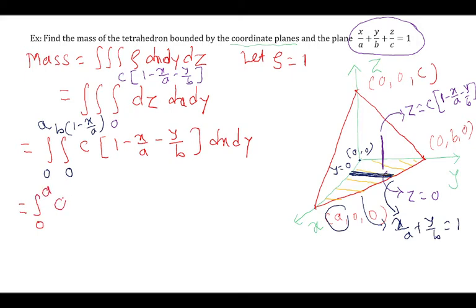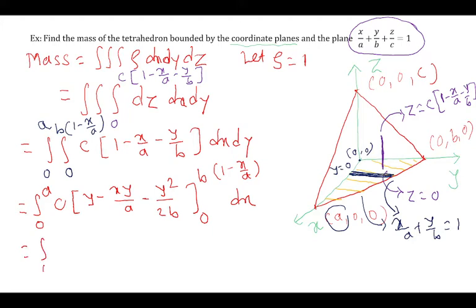C is a constant there. So we are integrating with y. So this is y minus xy upon a minus y square upon 2b, and limits of y 0 to b into 1 minus x upon a, and that is a dx there. Okay, so we have to put these limits there.